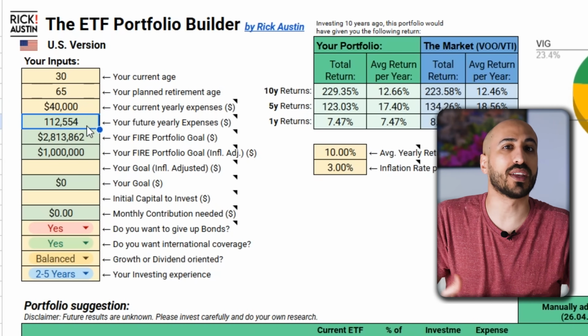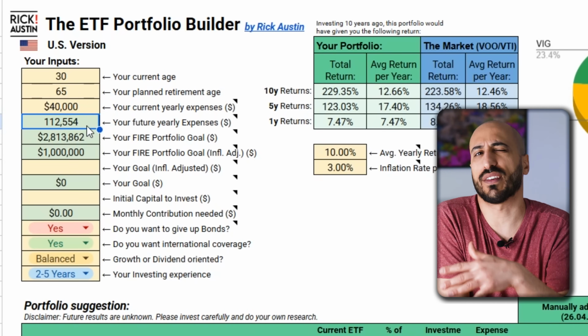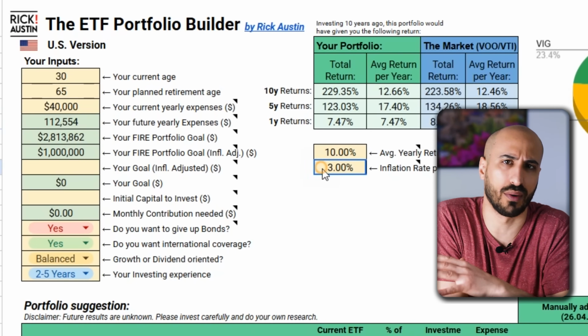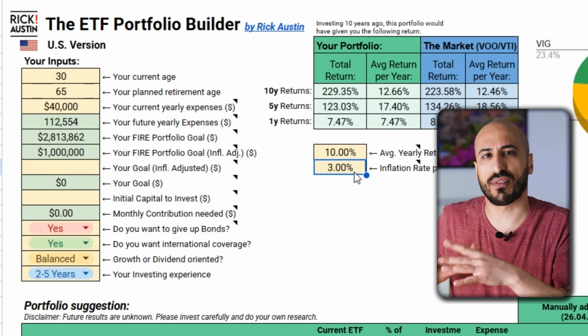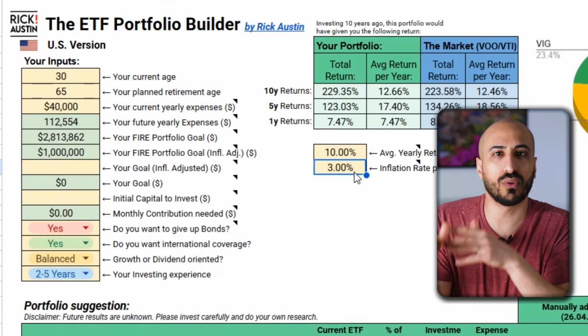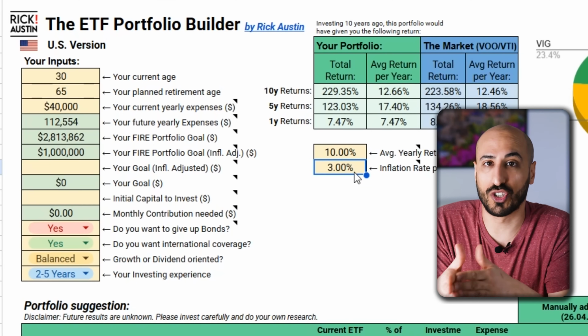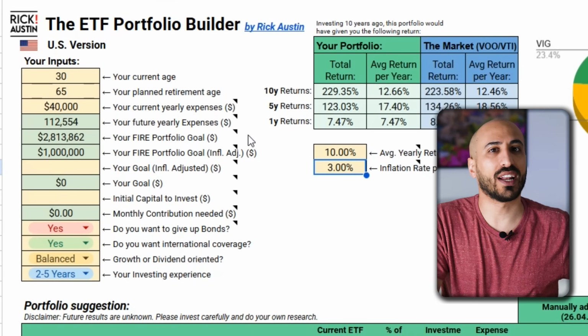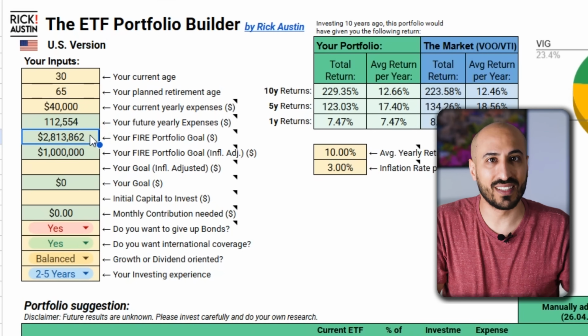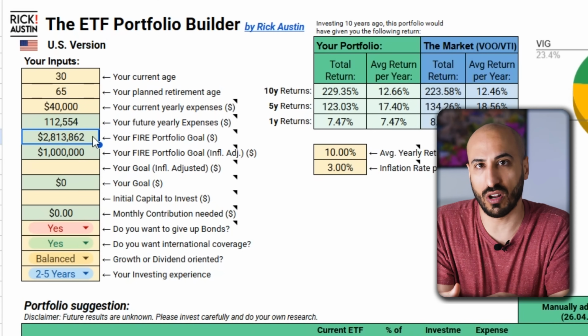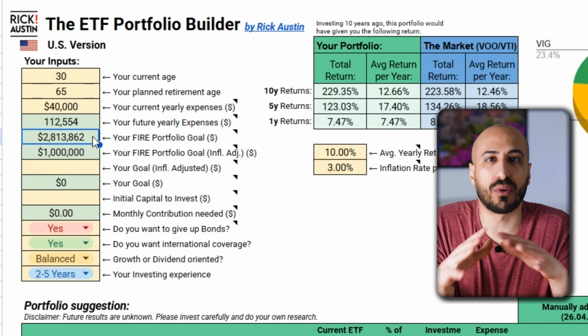This is because of the increase in prices due to inflation. And I use an average long-term inflation value of 3% per year. Feel free to change it, but 3% is a good estimate. The tool calculates the value my portfolio must achieve before my retirement so that I can withdraw my yearly expenses, namely $112,000 every year from it without ever running out of money.